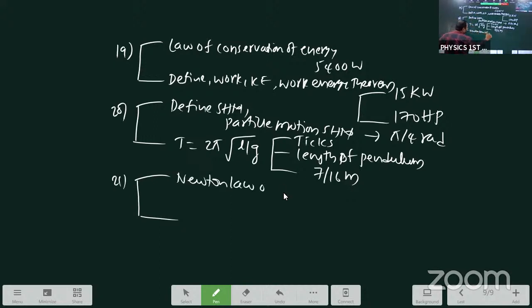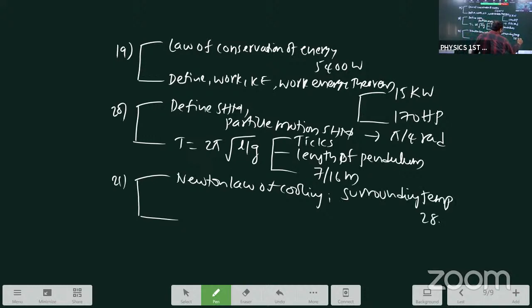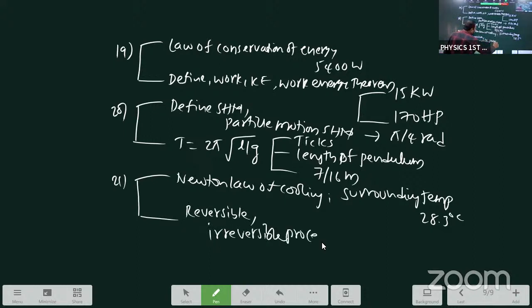Newton's law of cooling with surrounding temperature. Surrounding temperature 28.3 degrees Celsius. Last question from thermodynamics: reversible and irreversible process, Carnot engine.